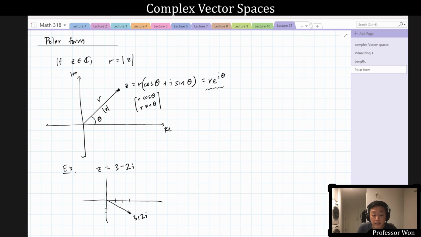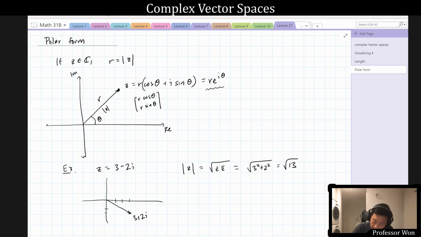How do I express this in terms of r's and thetas? Well, what's the length of the complex number? The length of this number is just the square root of z bar z. So it's the square root of 3 squared plus 2 squared. So it's the square root of 13. So that's the r. Okay, what about the theta part?